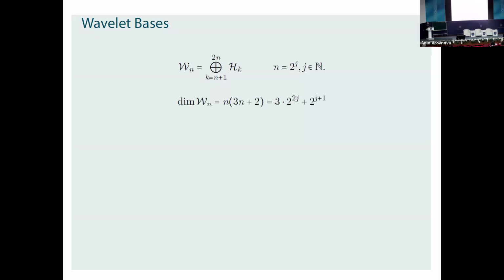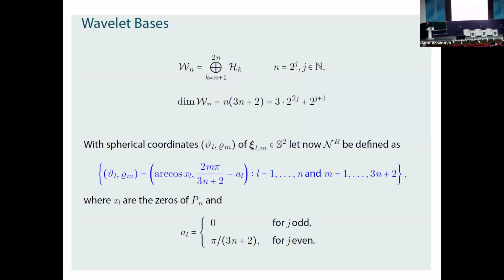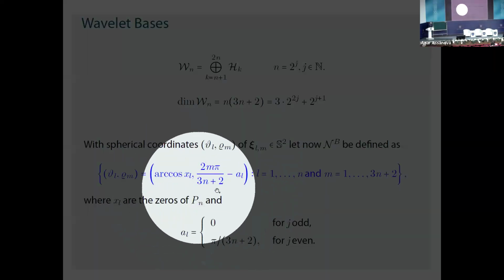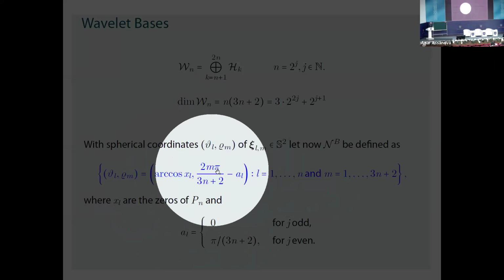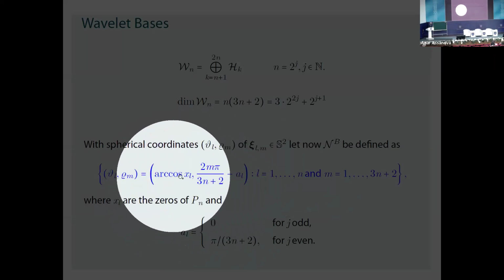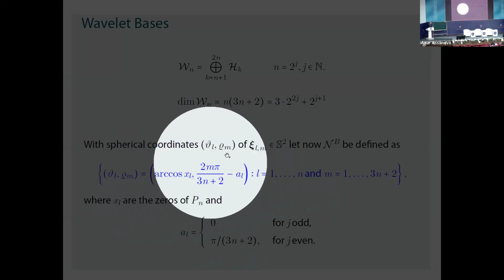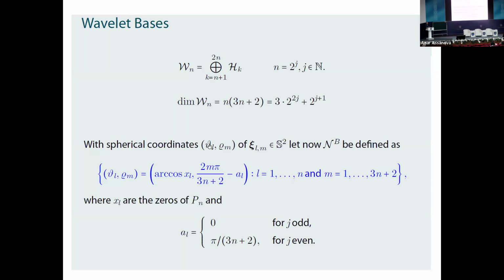And again, here you could look at the dimension of this space Wn, and you now need a point system of so many points. And here it comes, this point system. Again, in the equatorial angle we have such an equidistant system, 2mπ over 3n+2. But in the longitudinal direction, we have to take some zeros of Legendre polynomials. We have to order these circles parallel to the equator. We have to sort them at the height of zeros of Legendre polynomials. And we also have to include some AL, and then we get this point set.